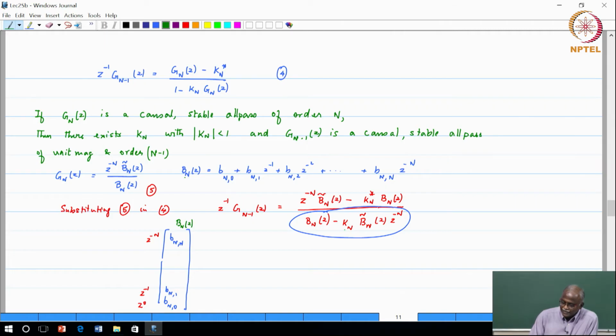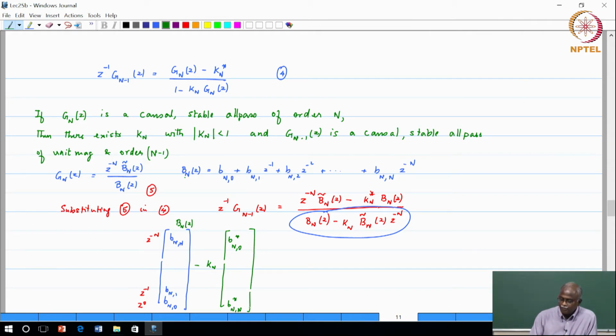Now, the second term is b n tilde. So, I will do a minus k n and I now have to represent b n tilde and z power minus n. So, basically the coefficients will go in reverse order and they will get conjugated. So, the topmost coefficient, the coefficient of z power minus n, now will be b n comma 0 conjugate, then all the way down, and the last coefficient will be b n comma n conjugate.